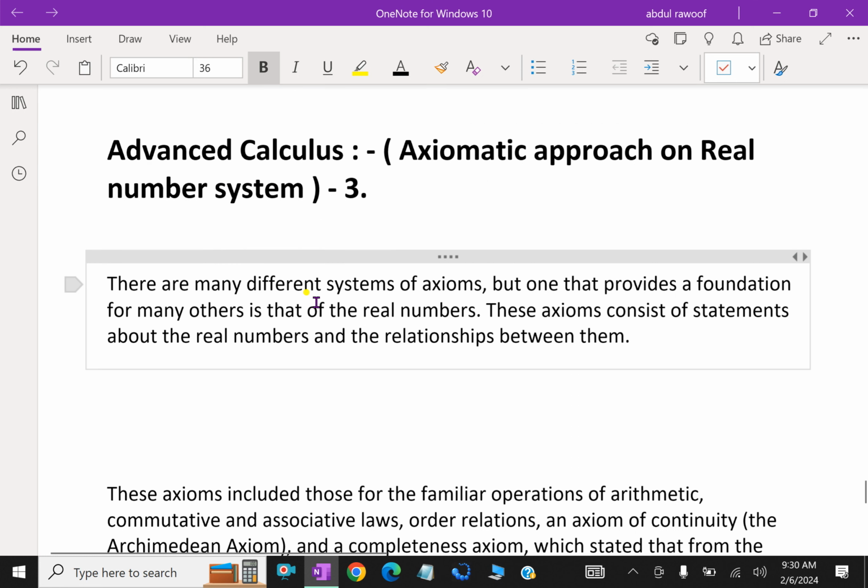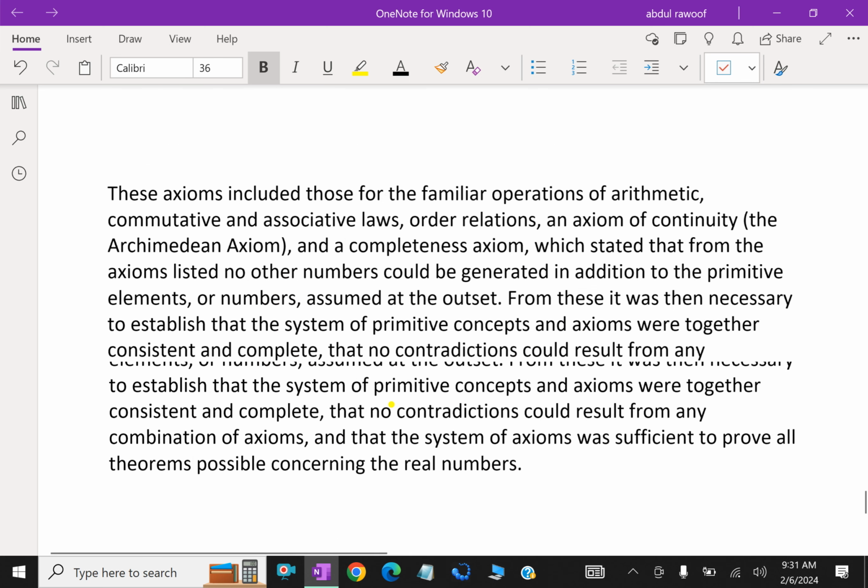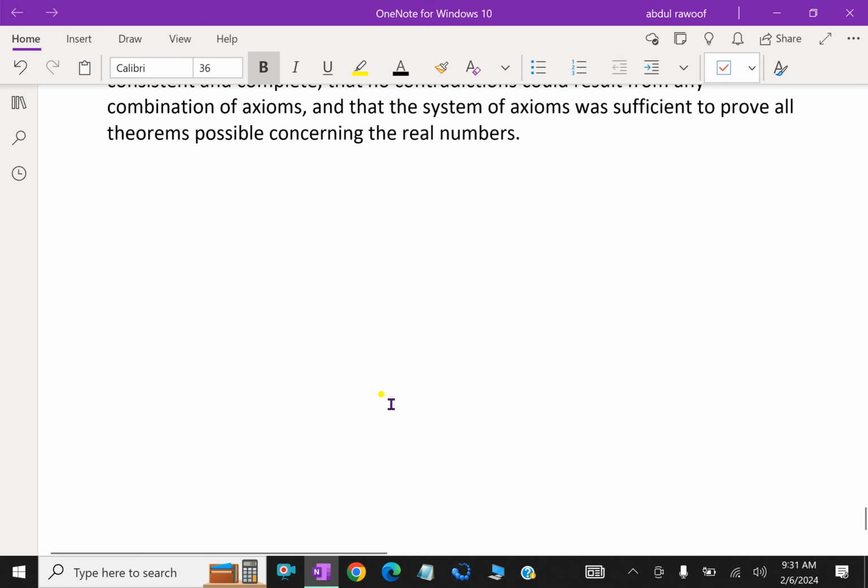In advanced calculus, let us discuss the axiomatic approach to the real number system. The number system can be built up logically starting from a basic set of axioms or self-evident truths, usually taken from experience. There are many different systems of axioms, but one that provides a foundation for many others is that of the real numbers. These axioms consist of statements about the real numbers and the relationship between them. Now we will discuss one by one the axiomatic foundation of the real number system.